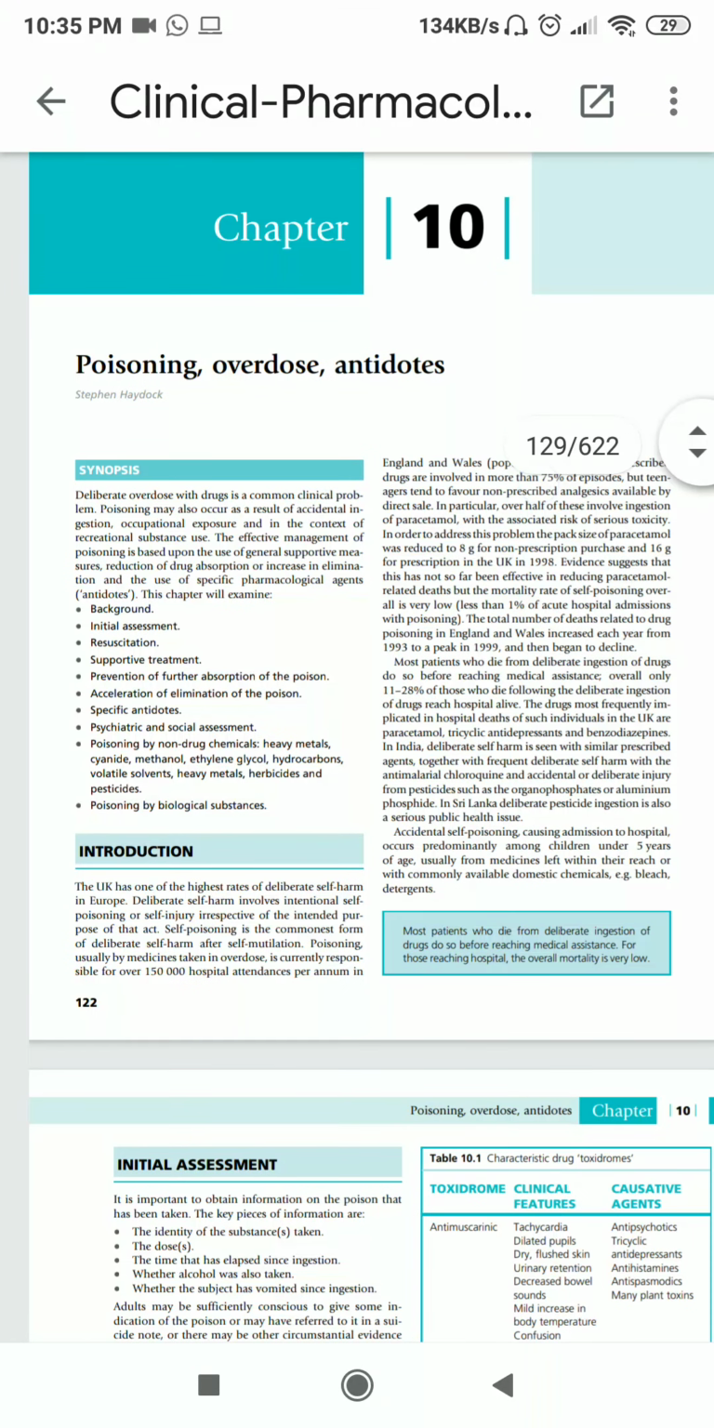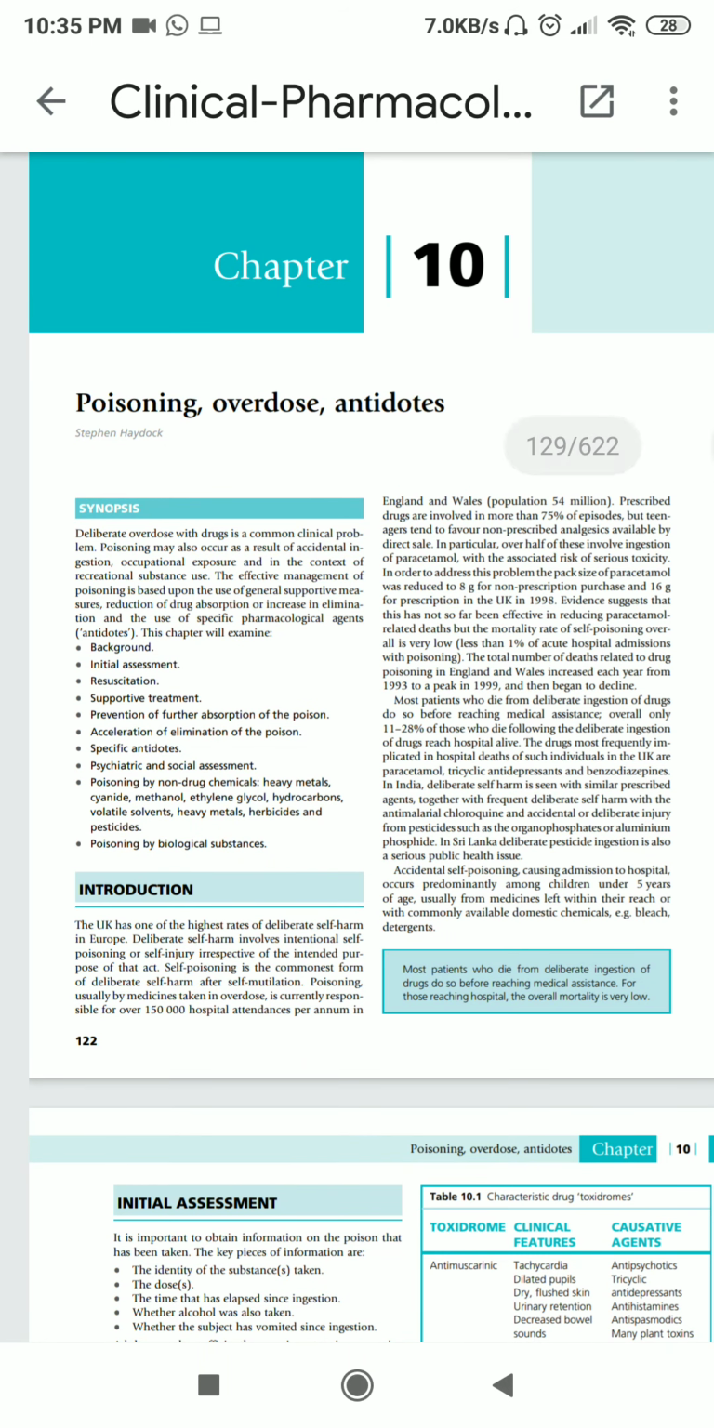Welcome students. Let's start with unit 2, unit 3, poisons. So we have already covered some parts of unit 3, that is allergies with drugs. So let's start with poisoning.